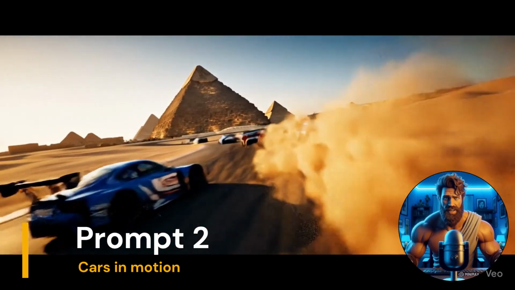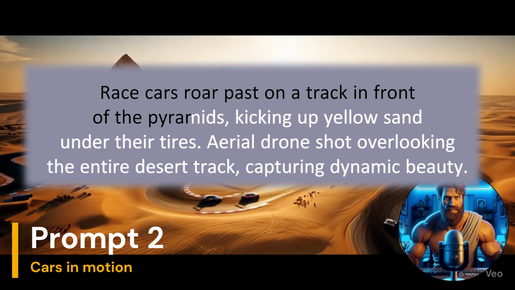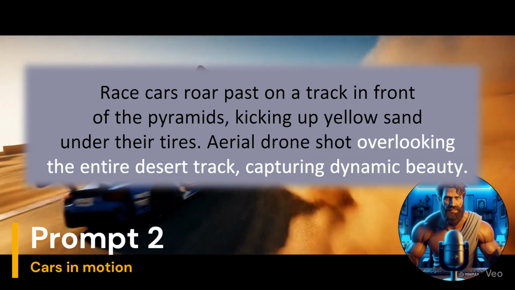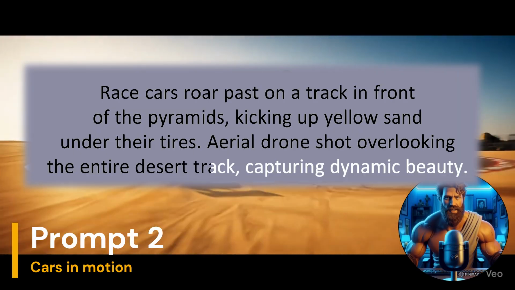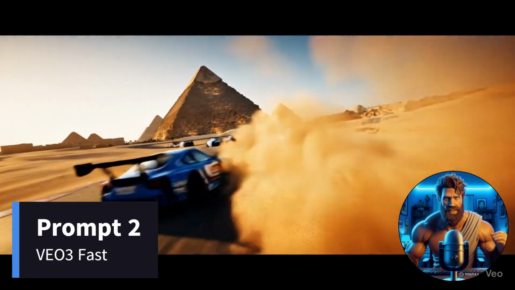Prompt 2. Race cars roar past on a track in front of the pyramids, kicking up yellow sand under their tires. Aerial drone shot overlooking the entire desert track, capturing dynamic beauty. First, let's look at Veo 3 Fast.